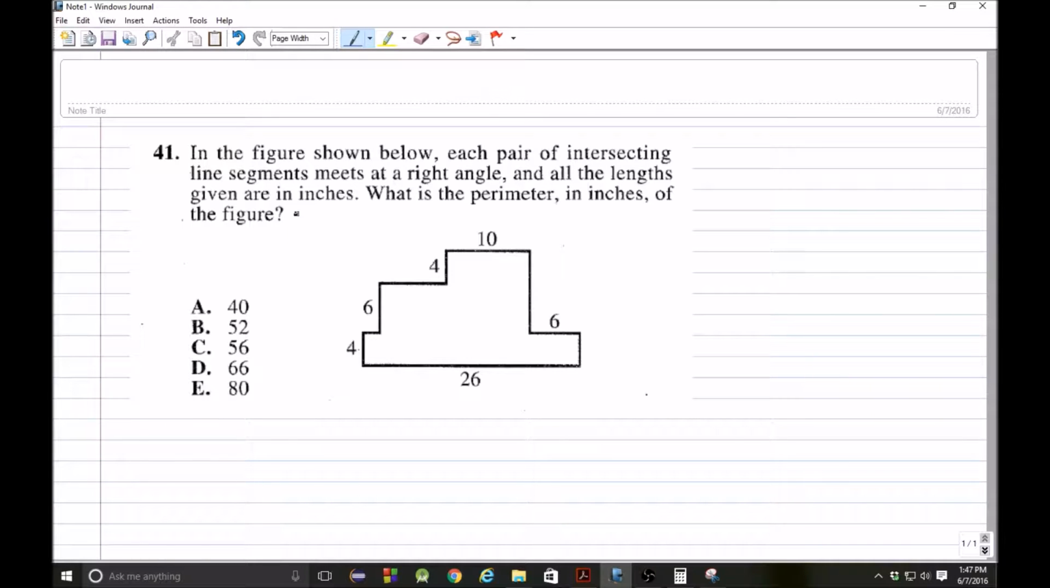This is a pretty simple problem. In the figure below, each pair of intersecting line segments meet at a right angle, and all the lengths given are in inches. What is the perimeter in inches of the figure? Okay, so we're given 4, 6, 4, 10, 6, 26. But what we're not given are these sides over here and this side over here. So how do we figure that out?